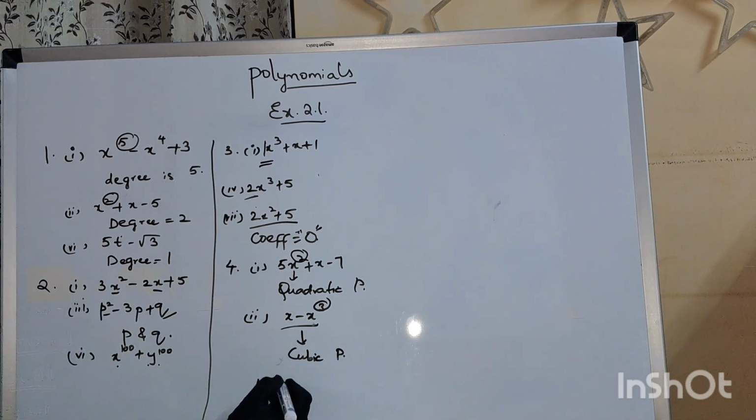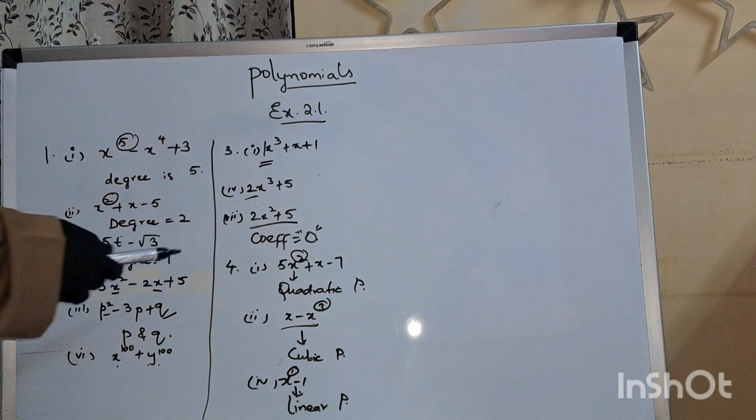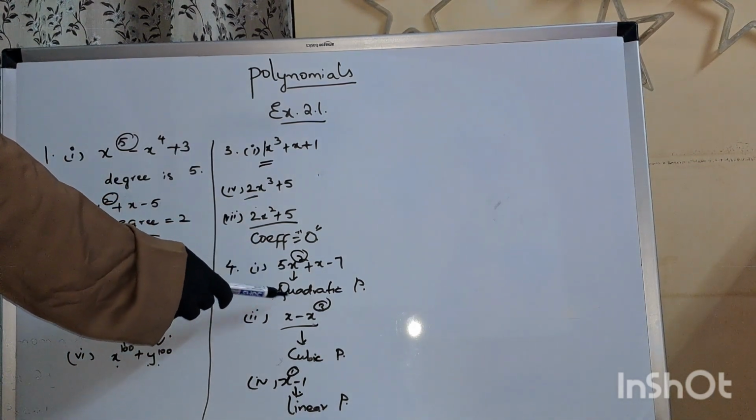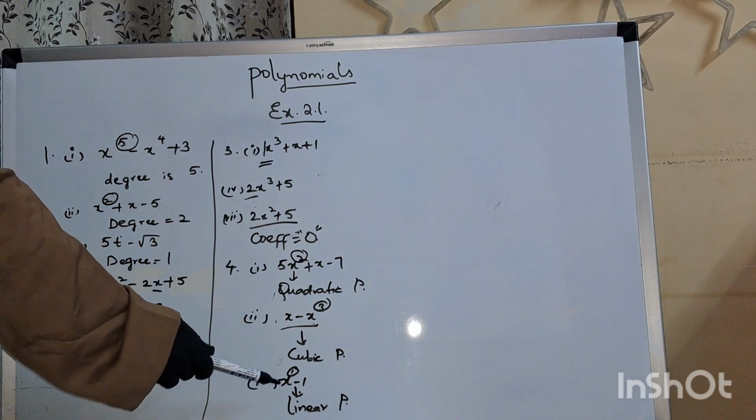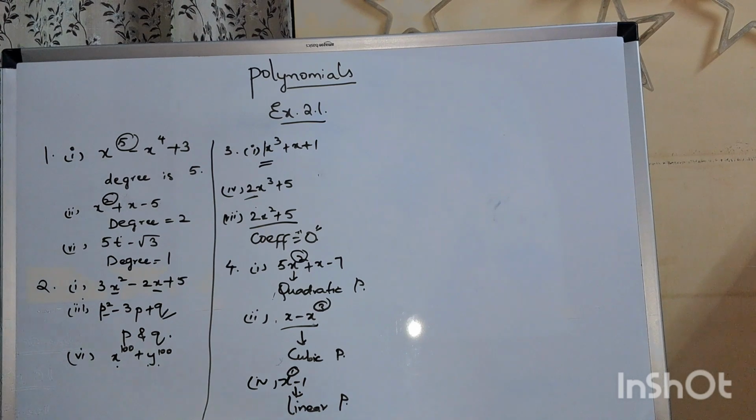Let us take one more, x minus 1, right? This is the fourth. Here the degree is 1. So it is a linear polynomial. Okay, right? So like this you have to write: if the expression is of degree 2, quadratic polynomial; if the expression is of degree 3, cubic polynomial; if the expression is of degree 1, then it is a linear polynomial. See the next question. The next question, write whether the following statements are true or false.